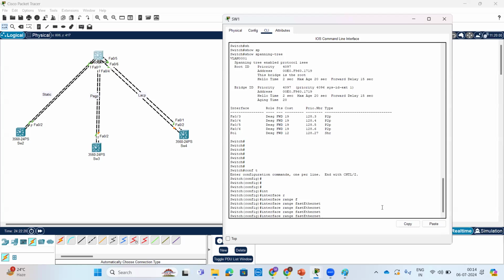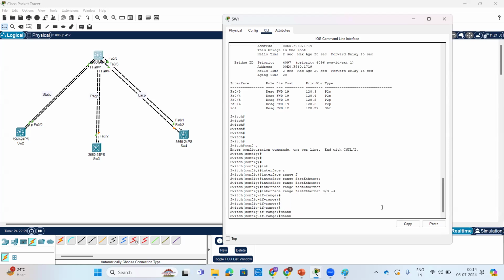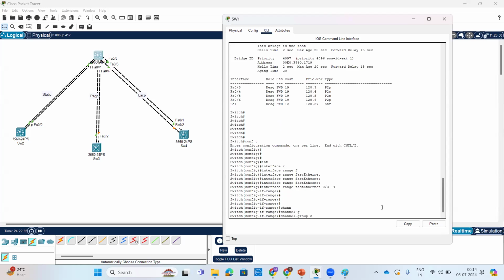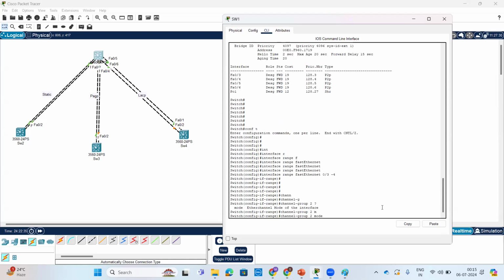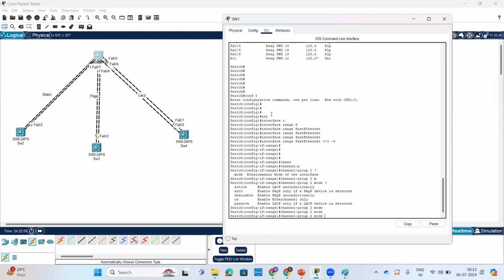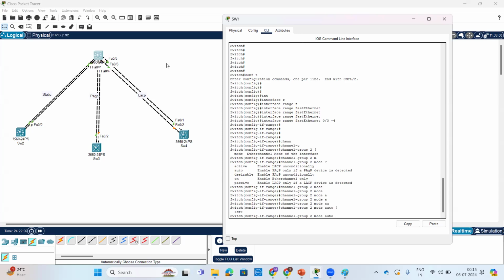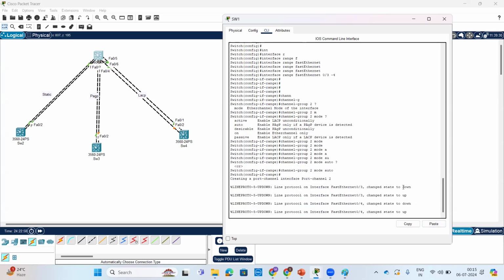EtherChannel. So interface range FastEthernet 0/3 to 4. Now channel-group 2 and mode. I'm taking a PAgP mode. We have desirable as one option and auto as another. First I am taking auto. This is the auto mode. The ports are down, the interfaces are going down and up.